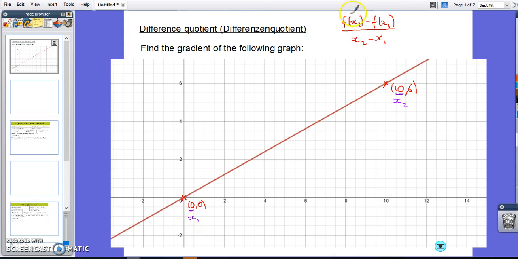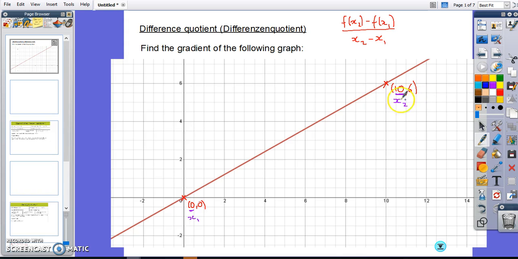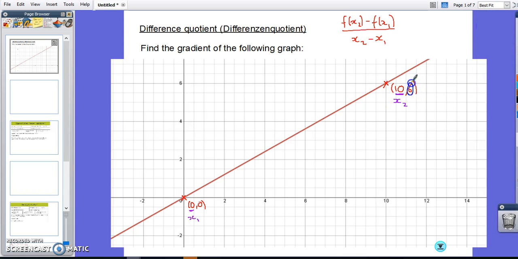Now I need to find out what f of x2 is. So for the x2 value here, what is the value of the function at that point? Well, we know already that it's 6. So this one here, let's circle it so it's clear, this 6 is just f of x2. And f of x1 is also quite easy to read off. It's just this 0 here. So I have my 4 numbers, and I can put them into this difference quotient to find the gradient.